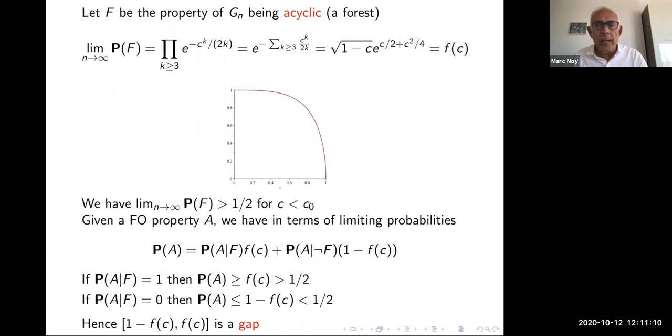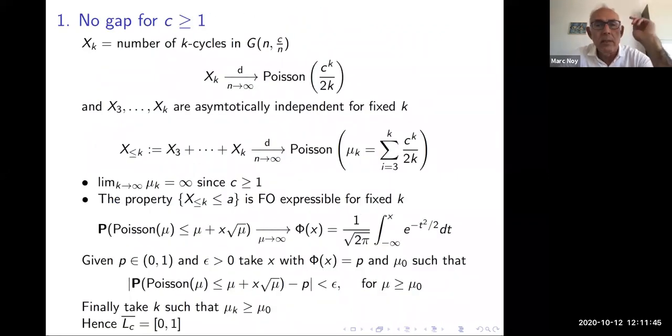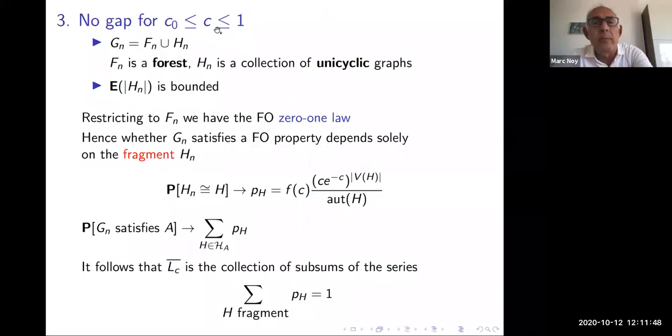Good. Now, we have to show, finally, that in between this critical value here and 1, again, there is no gap. And also we'll see that these limiting probabilities, the closure is a union of finitely many intervals. Good. So the structure of the random graph here, since we are in the subcritical regime, actually this should be less than 1 because the case C equals 1 has already been covered here. So maybe I really should have put here less than 1 because we are in the subcritical regime and then there are only trees and unicyclic components.